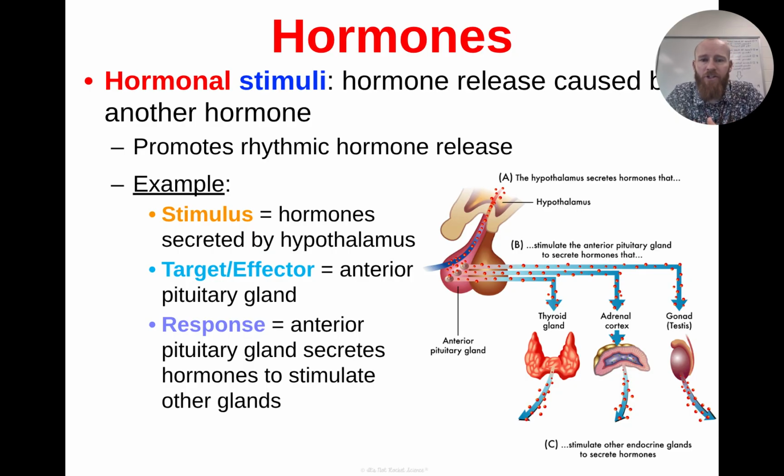So this could apply to your anterior pituitary gland, right? You're going to initially have hormones that are secreted by your hypothalamus that are then going to interact with that anterior pituitary gland and signal that it needs to secrete hormones to then stimulate other glands, right? So it will then release hormones that would interact with and stimulate the thyroid, the adrenal cortex, and your gonads potentially if you are a male. So these are just examples of how one hormone can actually trigger the release of other hormones in a rhythm or a step-by-step process.